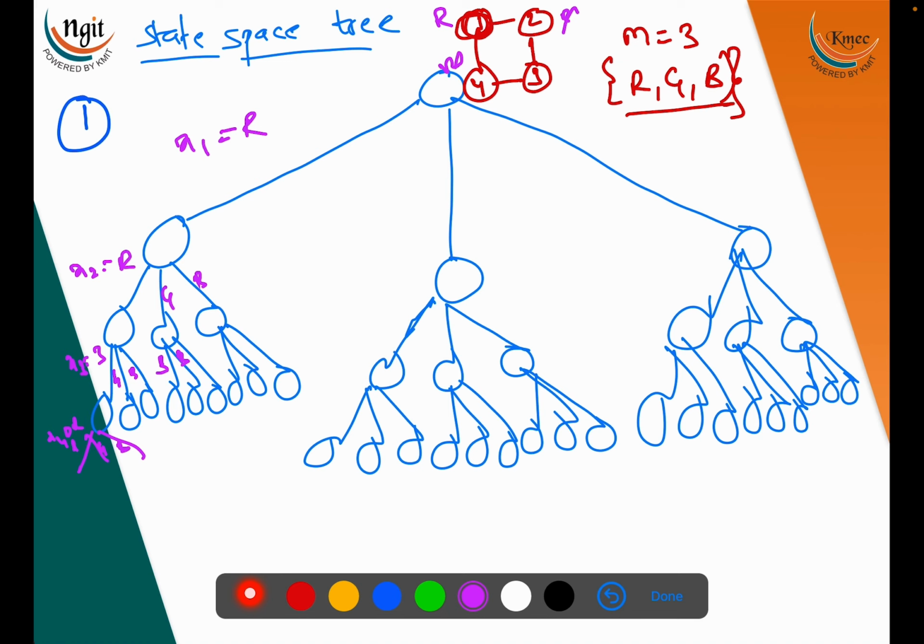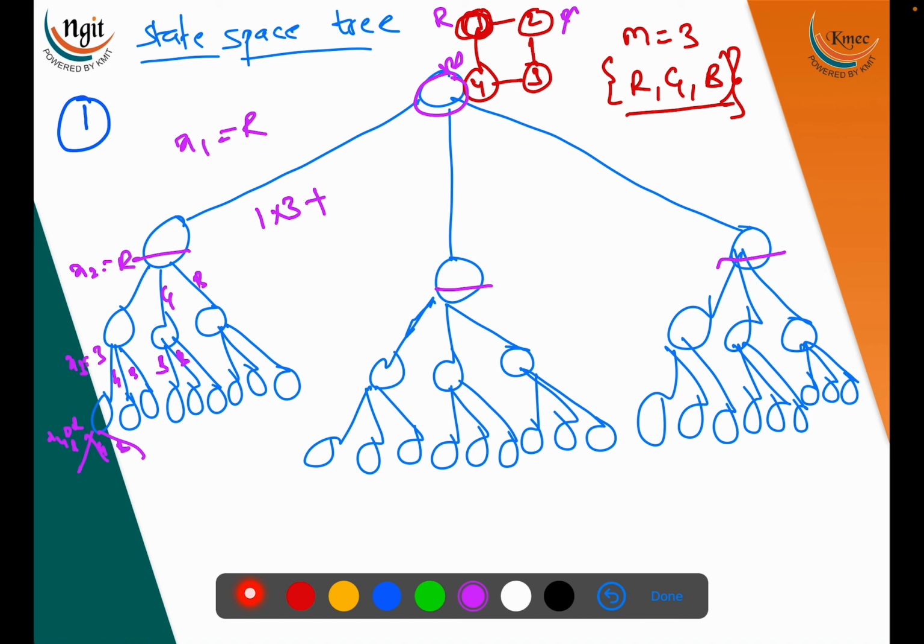colors you are going to choose for the vertices. Now, possibly, how many colors you will get for this? How many nodes will you get for this? That is the total number of nodes you will get without bounding function, without any condition. Under this root node, 1, how many nodes do you have? 3. 1 into 3. First level.